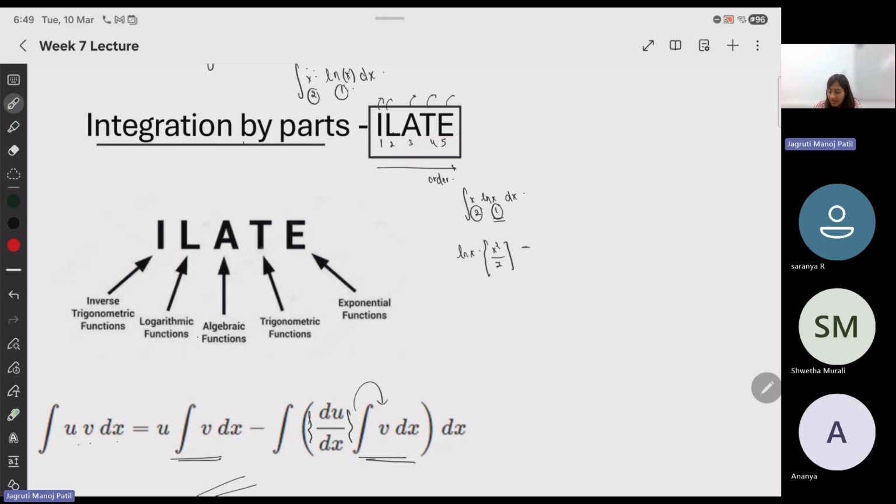Then you have a minus sign. You differentiate your first function, so this is 1 by x. You integrate the second function, x squared by 2, right? dx. Minus, you have this as x by 2. 1 by 2 comes out and you integrate your x, so that's x squared by 2, right? Again, this is an indefinite integral, so you'll definitely have a c there. This is x squared ln of x by 2 minus x squared by 4 plus c, right?